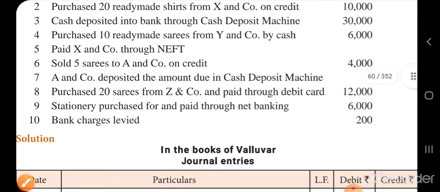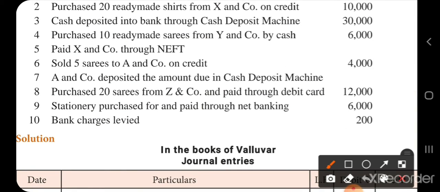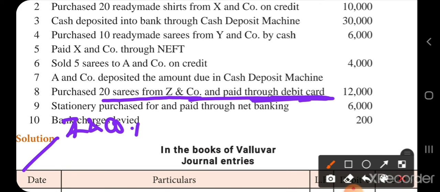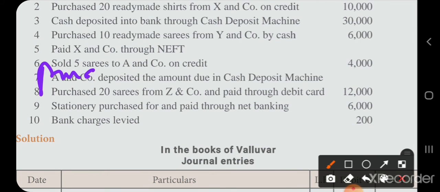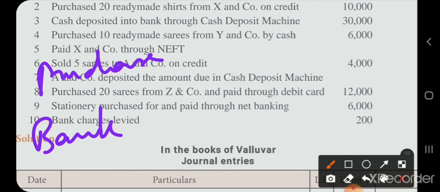The next transaction, purchased 20 sarees from ZN company and paid through debit card. So what are the accounts involved? Sorry, it is not on credit. The payment is made through the debit card. That means the two accounts involved are purchase account and bank account. That means it is a bank transaction. It is not a credit transaction. So the two accounts involved are purchase account and bank account.